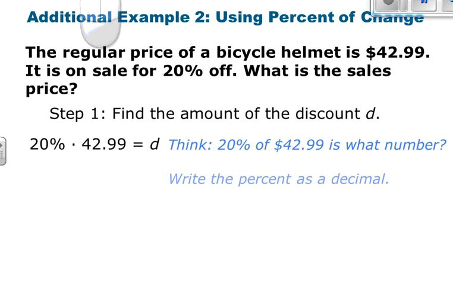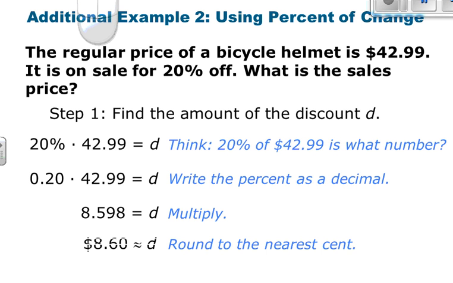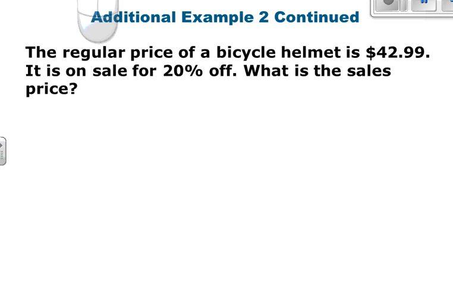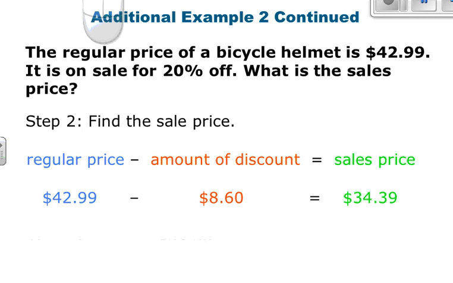And so I'm going to get an answer. 8.598 is my discount. So what is the sell price? Well, I need to take my original and subtract away the discount. Anytime we have a discount, it is removing, we're decreasing the value. So we're going to say this is $8.60. And so I'll take my $42.99 and subtract my discount of $8.60, which is $34.39.